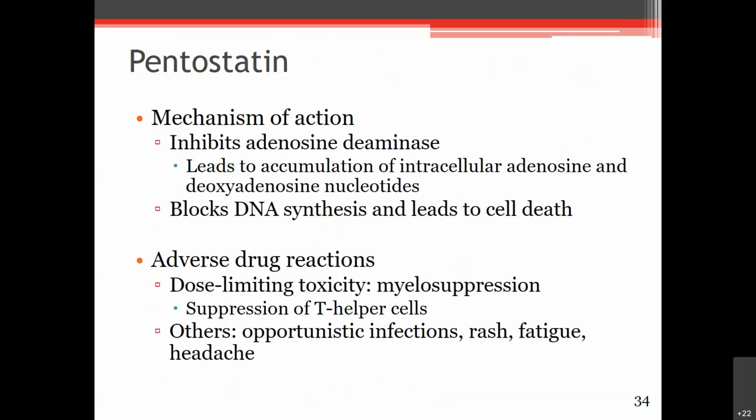Our next drug is pentostatin, which we can see used in hairy cell leukemia. So this med is going to inhibit adenosine deaminase, and it blocks DNA synthesis and leads to cell death. Significant toxicities here are myelosuppression as a dose-limiting toxicity, and this does suppress T helper cells, so puts patients at risk for opportunistic infections, and then patients can also experience rash, fatigue, and headache.